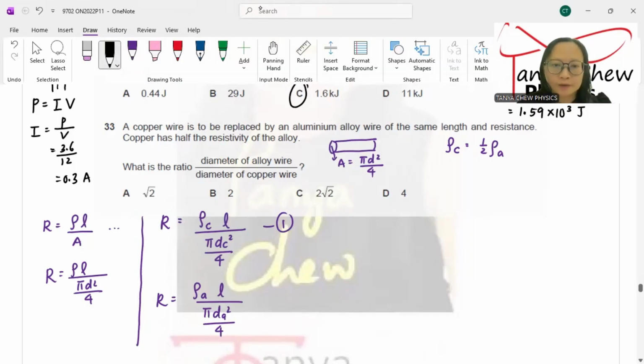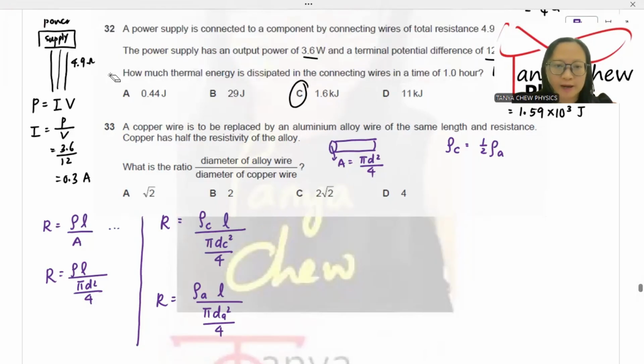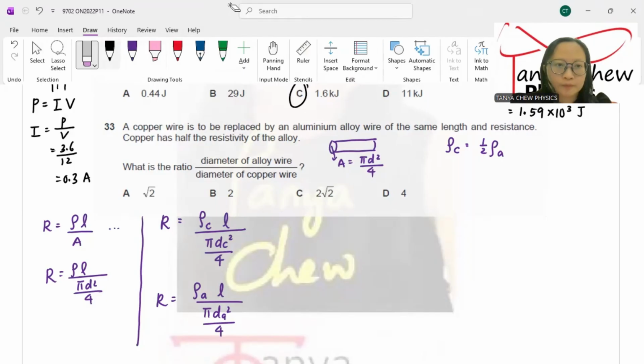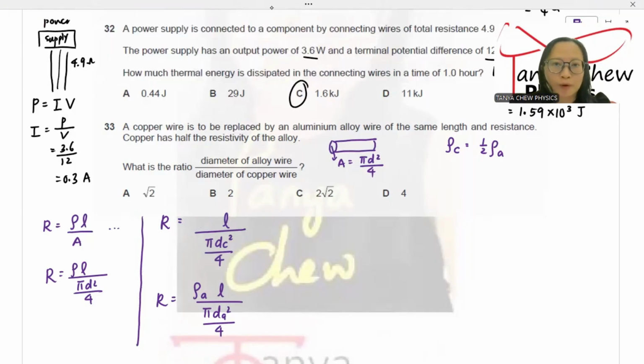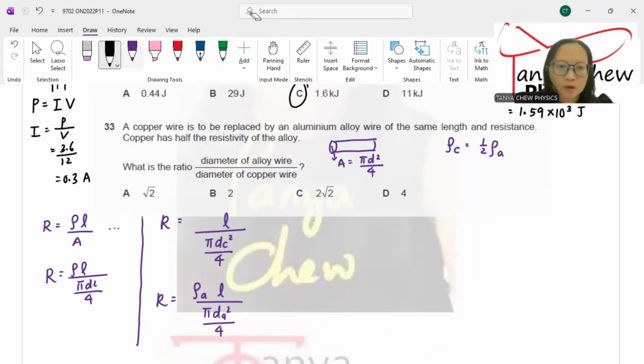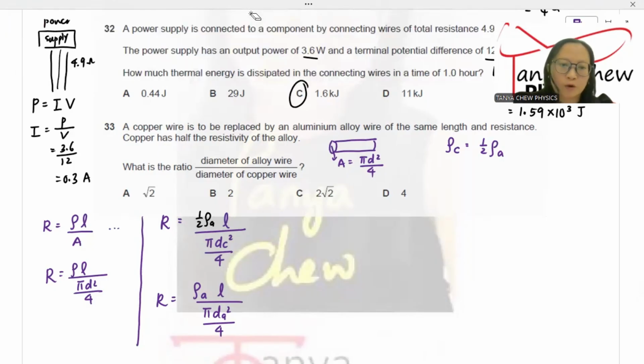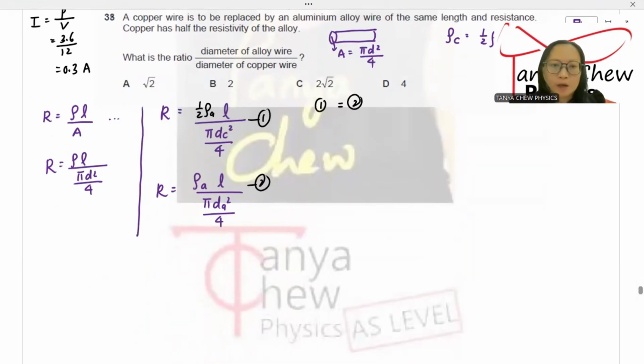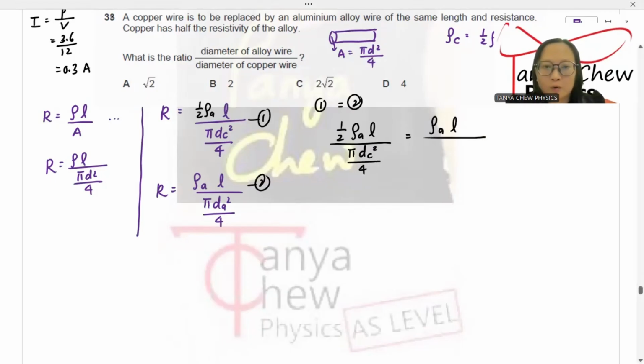Now I replace the resistivity of the copper as 1 over 2 rho of the alloy. I don't want to put equation 1 just yet. Then only I put in, equation 1 is equal to equation 2. So half rho of alloy times the length over pi d copper squared over 4 is equal to rho alloy length over pi d alloy squared over 4.